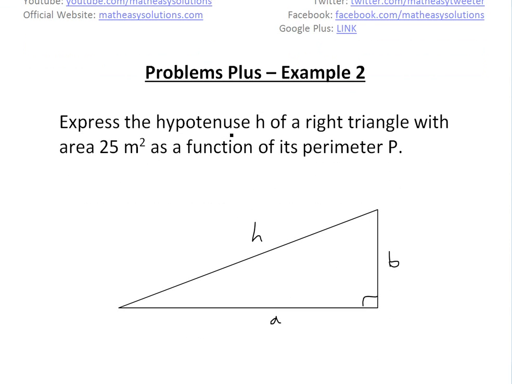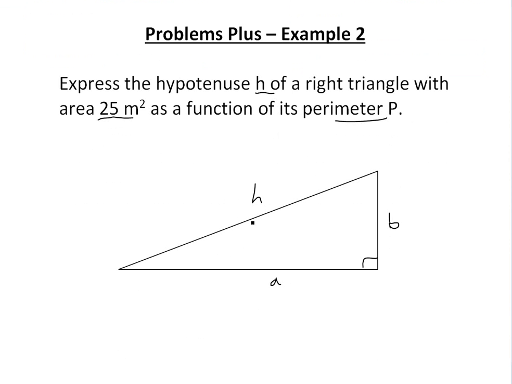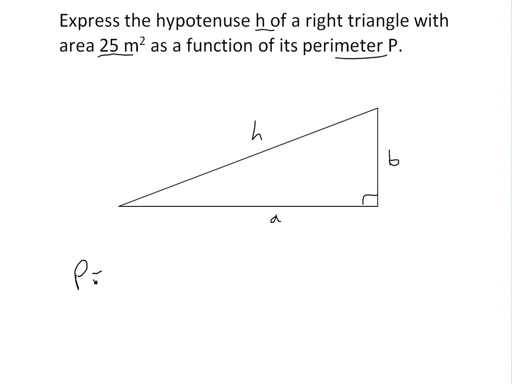Express the hypotenuse h of a right angle triangle with area 25 meters squared as a function of its perimeter. Here's this triangle. We write h in terms of the perimeter, which is the length of all the sides on the outside, a plus b plus h. We're supposed to write h of p, so it's a function of p only, without a and b in there.